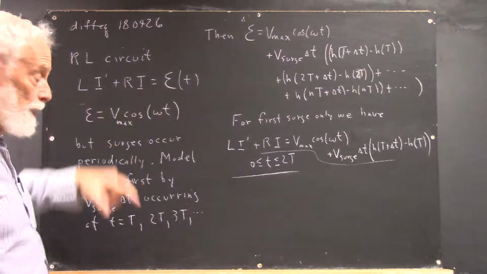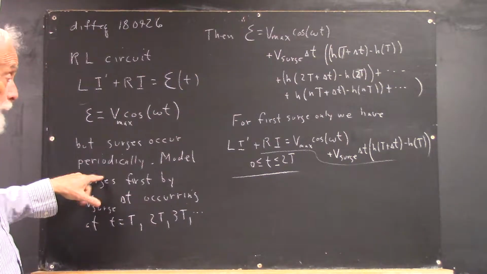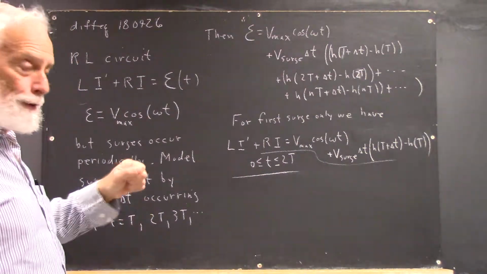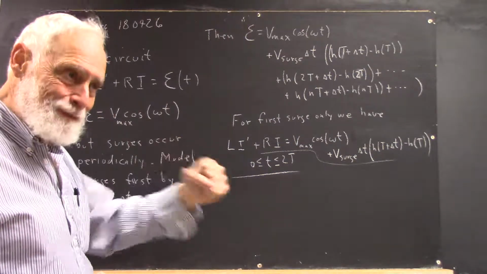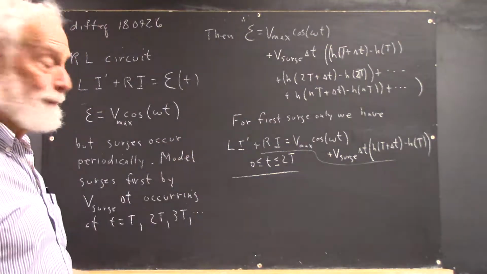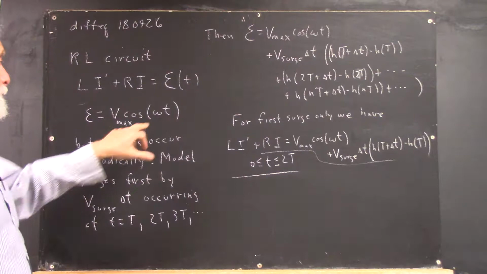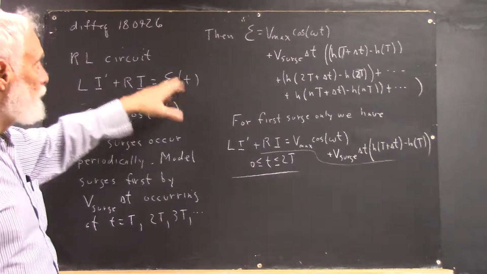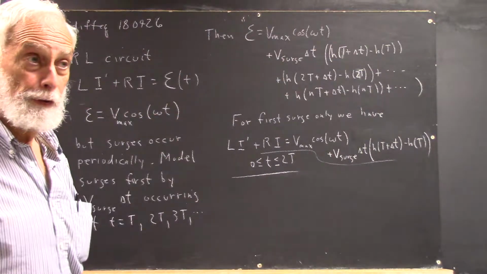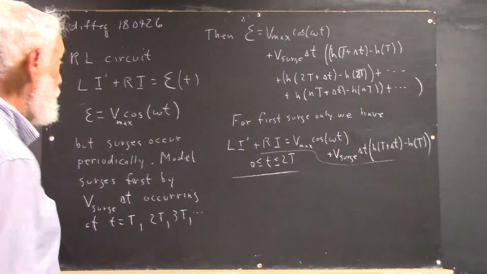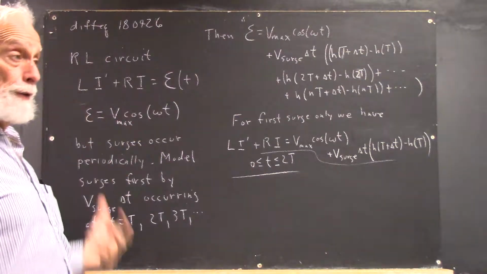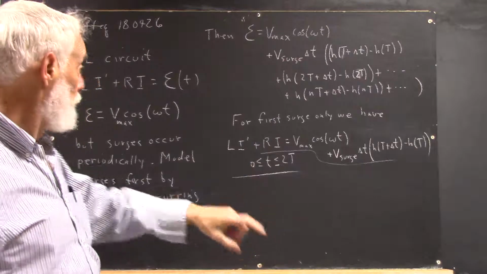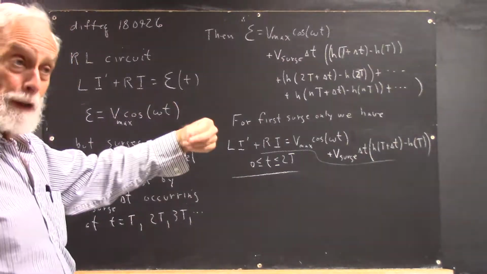However, in addition to this, surges occur periodically. Something in our system is just causing a surge that occurs with some frequency. And we're going to assume a frequency much less than the frequency of this, so that this will go through a lot of cycles before you hit a surge again. So what's going to happen, the surge is going to disrupt your circuit, or your current, but then it'll come back to where it ought to be before you hit another surge.